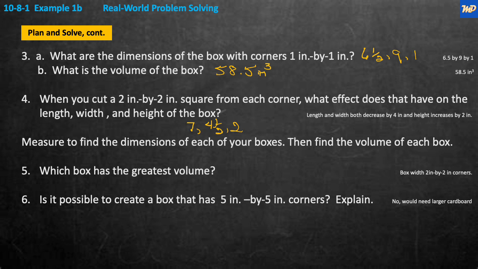Okay, measure to find the dimensions of each of your boxes. So we're going to find the volume of each box. Which box has the greatest volume? Well, if you take the volumes of all of them, we're going to end up finding that the box with 2 inch by 2 inch corners has the greatest volume.